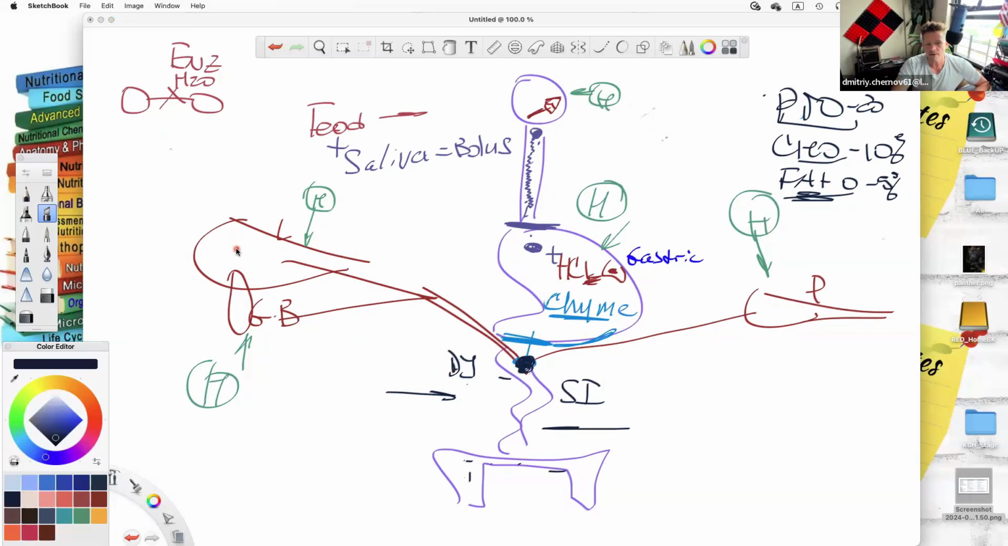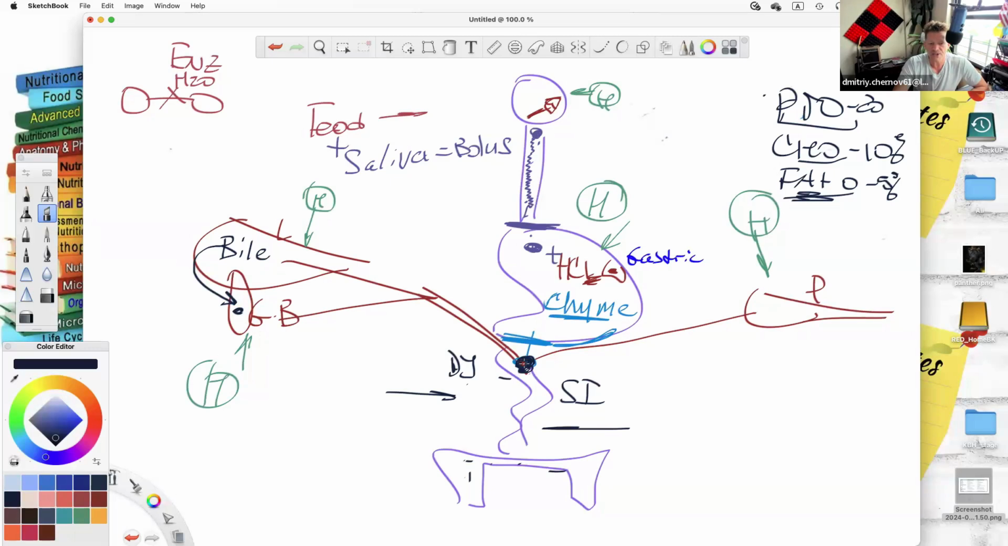So the liver makes bile. I'm going to put it here. Bile is not an enzyme. Bile is not a hormone. Bile is a chemical, a secretion, a digestive juice, however you want to look at it. Bile is just a combination of cholesterol and bile salts. We need bile to digest fat. Liver makes bile and stores it in the gallbladder.